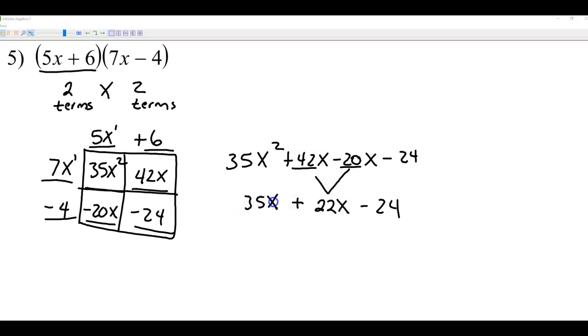So to fill in the box over here, we did multiplication. But to simplify here, we did addition. So we've got to keep those rules separate. And there's our final answer.